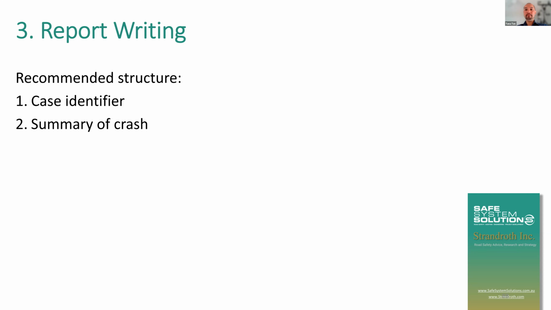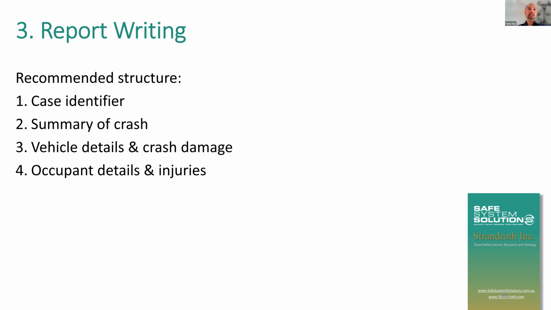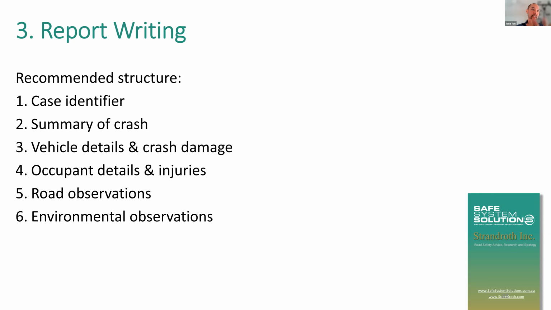Write a summary of each crash at the very start, as you've seen lots of summary crashes that I've given examples of. Then go into the vehicle details and the crash damage, and then into the occupant details and their injuries, and any road observations, the weather details, road conditions, and so on and so forth after that, and then environmental observations. So this is the recommended structure. You can move them around as you see fit, but this is what I use.